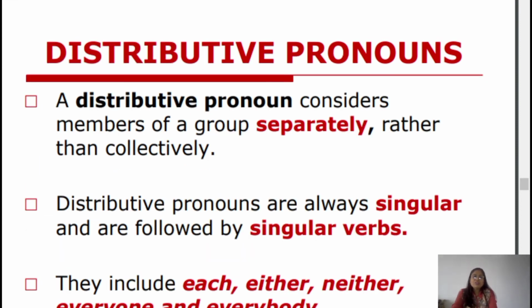Distributive pronouns. A distributive pronoun considers the members of a group separately rather than collectively. They refer to a group or a number that is definitely more than one, but they are followed by a singular form verb, which you can learn from subject and verb agreement rules. So distributive pronouns are always singular. They are followed by singular verbs. Some examples are each, either, neither, everyone, and everybody.